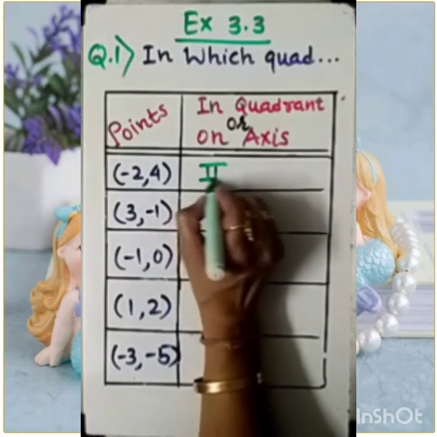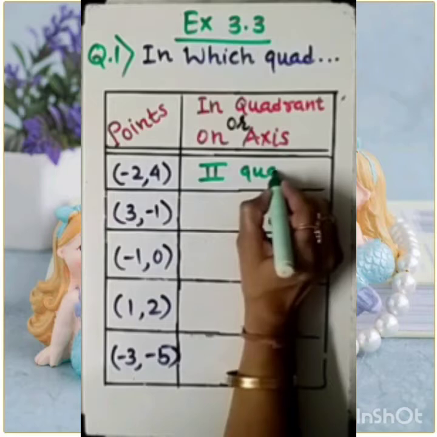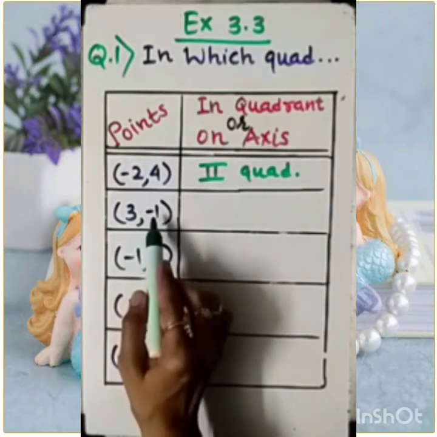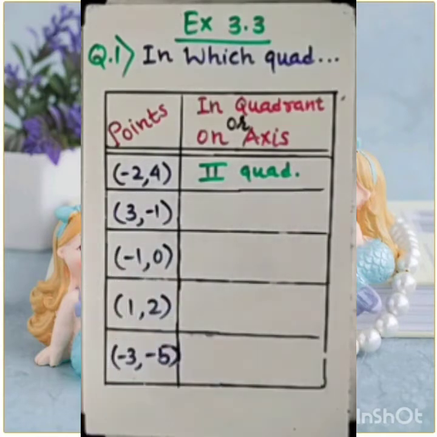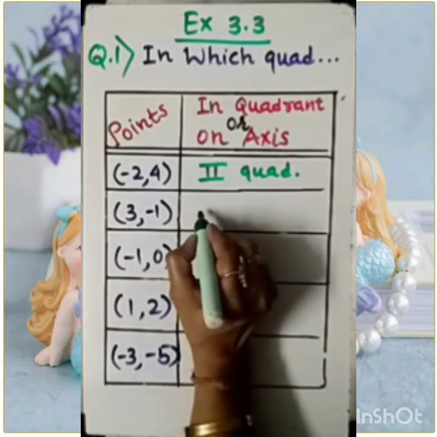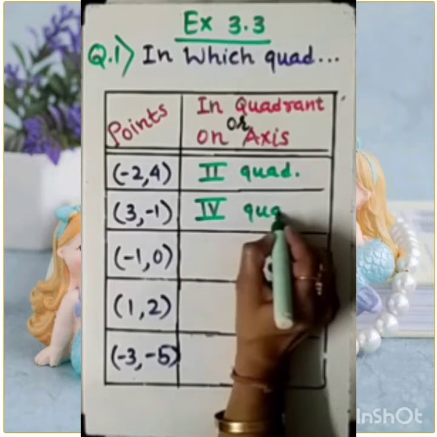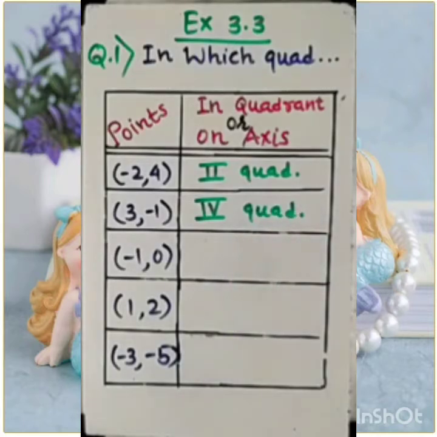So please note down, this is the second quadrant. Fine. Next, (3, -1): plus, minus. Plus, minus is always in the fourth quadrant. Please remember, plus, minus lies in the fourth quadrant.